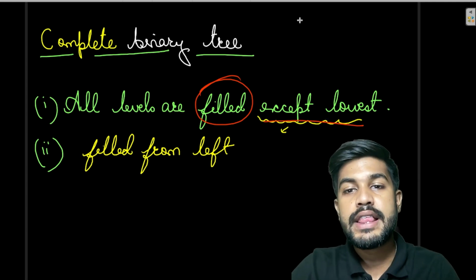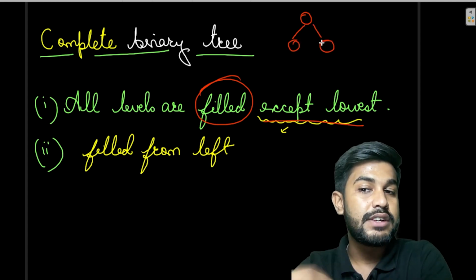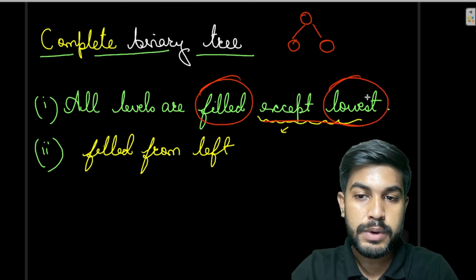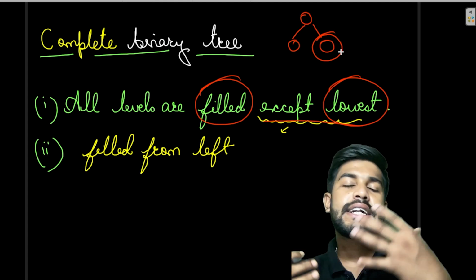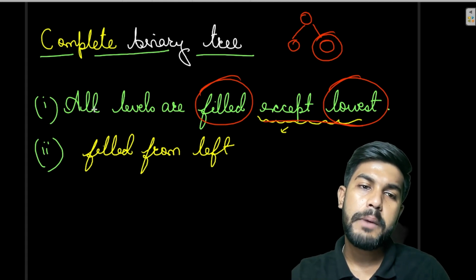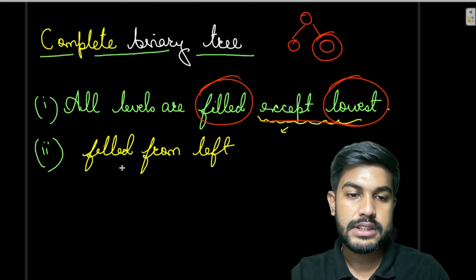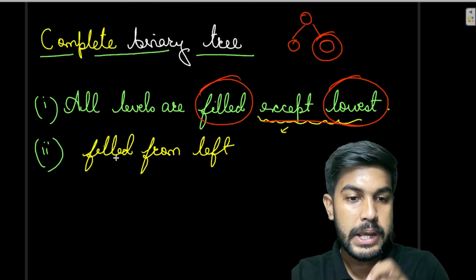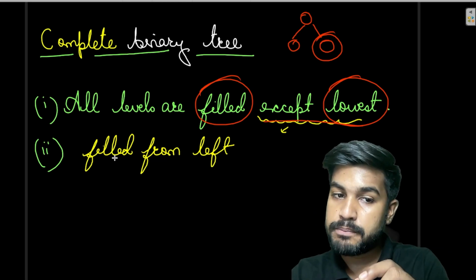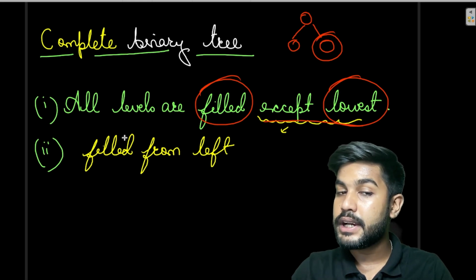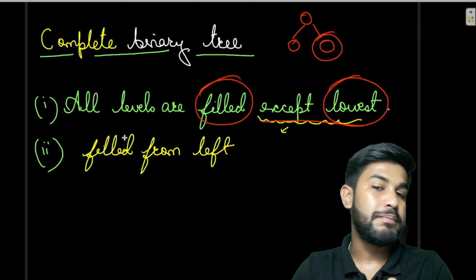What do you mean by filled? Every level should have both the left as well as the right child, except the lowest one, because in the lowest one it can be unfilled. But there is one thing to note here. The lowest level should be filled from the left hand side. Either the whole of it should be incomplete or the right hand side should be incomplete. But if there is a node on the right hand side but the left hand side is incomplete, then it is not a complete binary tree.